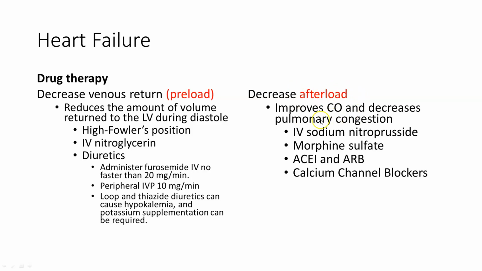Decreasing afterload helps improve cardiac output. And again, you're looking at your nitrates, so your vasodilators, your morphines, your ACEs and ARBs, your calcium channel blockers. Calcium channel blockers, depending on what it is, can also be for the dysrhythmias. So if they have like an AFib or a flutter, we would expect diltiazem.